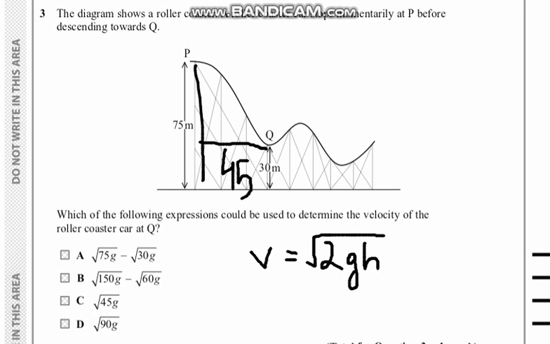They specifically ask us for the expression for the roller coaster at Q. So 75g minus 30g won't be a good contender, because it's taking a difference between two of the speeds, so that won't be our answer. Neither with these values, where we're doubling the values here, and we're only left with C and D. So when I multiply 2 by 45, I get 90, and the only option we are left with is D, so our answer is D.